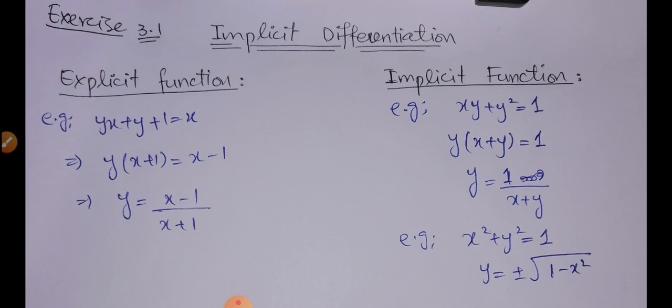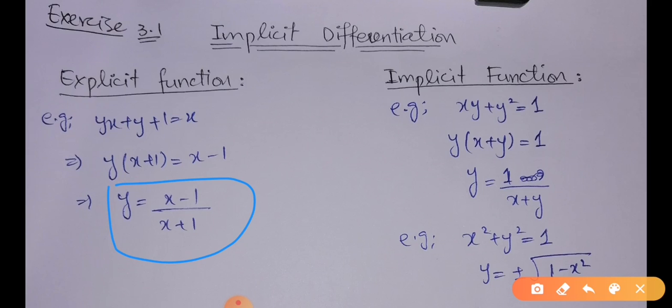So implicit differentiation is a technique of differentiation which is applied to differentiate implicit functions. At first we will discuss the difference between explicit and implicit functions. Until now we have discussed explicit functions. Explicit functions are the functions in which one variable is totally defined in terms of the other variable, or explicitly defined in terms of the other variable.